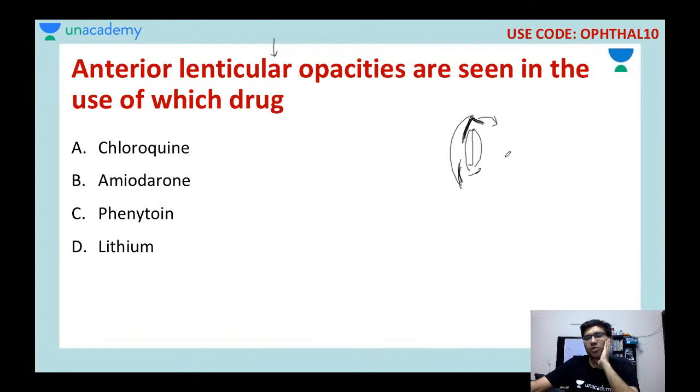So phacomorphic, I would not see the malignant glaucoma there. It would be a secondary angle closure glaucoma. So very good, Dikshita. The answer here is not A. I would be saying that it is B.